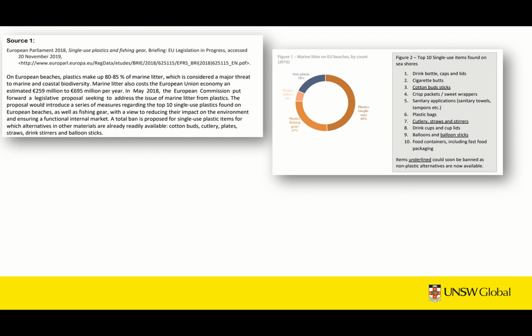Well, let's look at source 1 again, for example. So this, I think, is the big, if we're thinking about causes, explanations for the problem. Plastics make up 80 to 85% of marine litter. Half of those plastics are single-use plastics. Okay, that's already something that's quite strong. But a percentage of something doesn't really help us to understand the size of the problem.